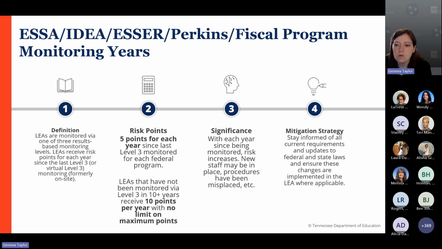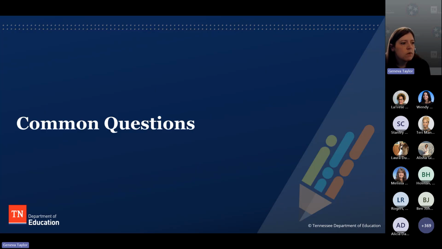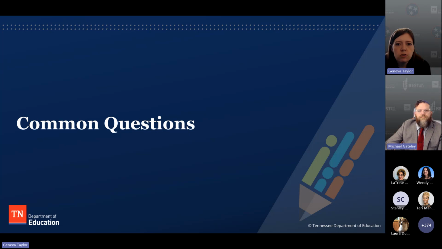To mitigate, of course, stay informed of your current requirements, be involved in PD and TA, and reach out to our wonderful fiscal consultants and our oversight coordinators to ensure that you have an understanding of the law. You can also reach out to our division department folks within FPO who are program managers to ask specific questions as well.